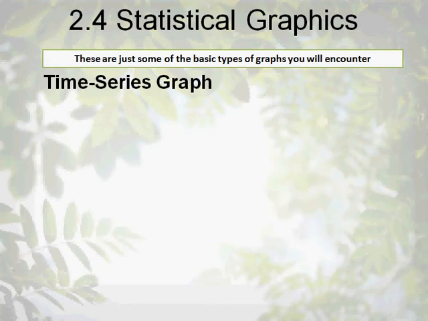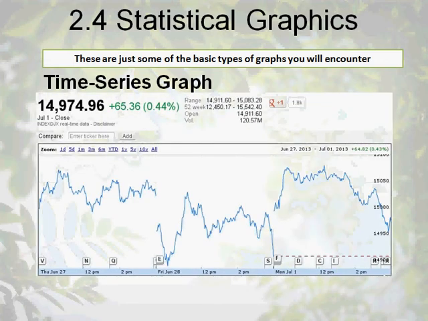Time series graphs depict changes in some variable over time. A common time series graph is of the stock market. This graph shows how the price of the Dow Jones Industrial Index changed over the course of 3 days, with changes recorded every second during that time.